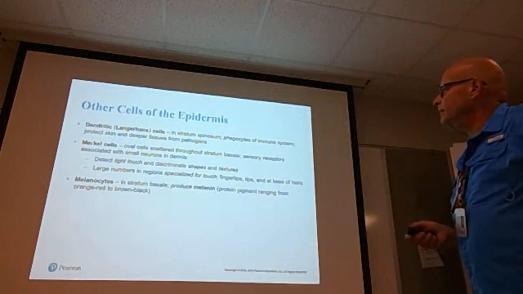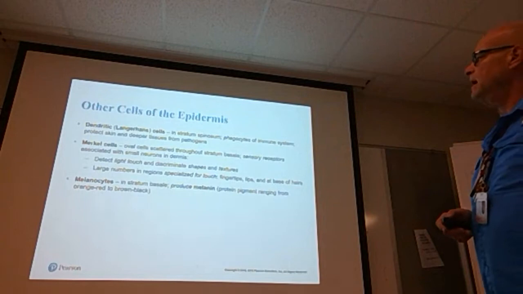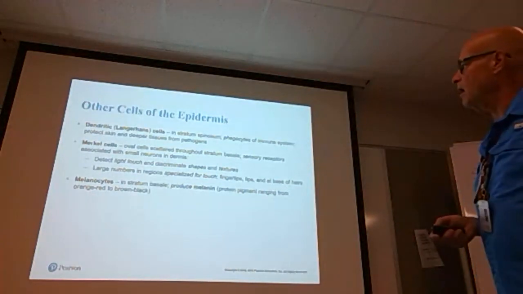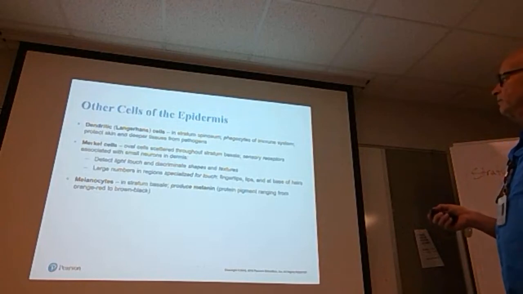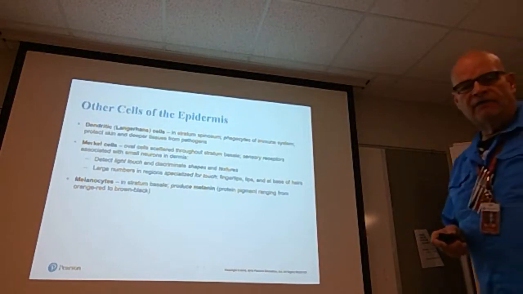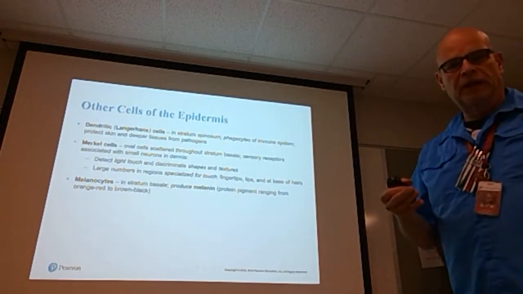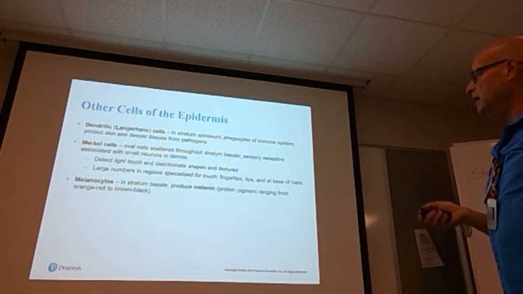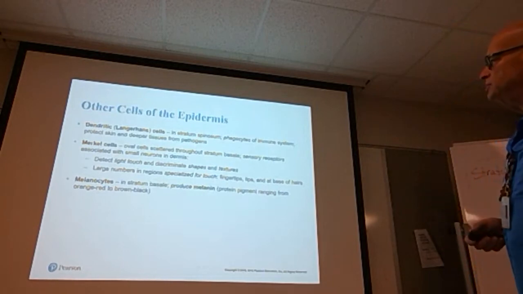But other cells of the epidermis, which is where we left off last time, you have dendritic cells. These are also called the cells of Langerhans. They're found in the stratum spinosum. They are phagocytic cells, which means they are cells of the immune system. Phagocytic cells are cells that have the capability of engulfing and consuming other cells. They protect the skin and deeper tissues from pathogens.